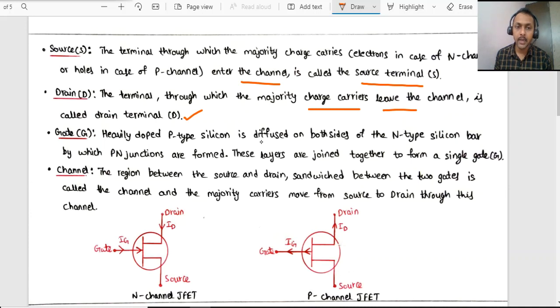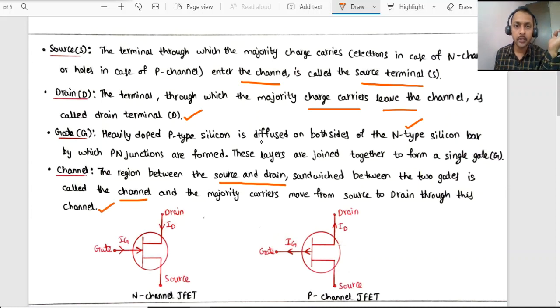Now the gate will be heavily doped. The p-type silicon will be diffused on both sides of the n-type silicon bar. If it is an n-type silicon bar, then the gate will be p-type. If it is a p-type silicon bar, the gate will be n-type. Now what about the channel? That is the region between the source and drain, sandwiched between the two gates. Through this channel, the majority charge carriers move from source to drain.